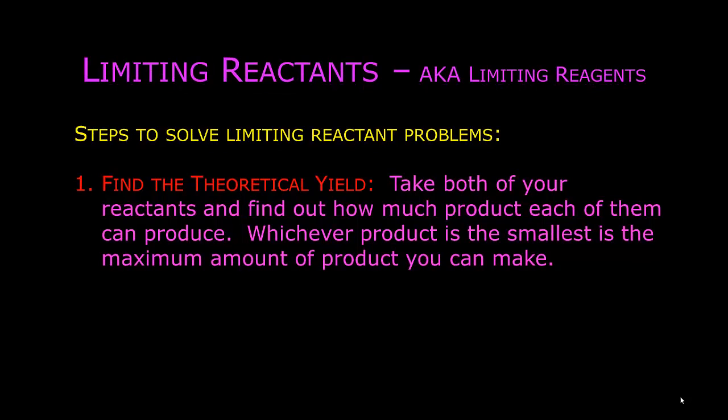The first step you're going to do is find the theoretical yield of both of your reactants. You're going to have to find out how much product. You can choose your product if you're given more than one. It doesn't matter which one. Just be consistent and do the same product with both reactants. Whichever produces the smallest amount is the maximum amount of product that you can make.